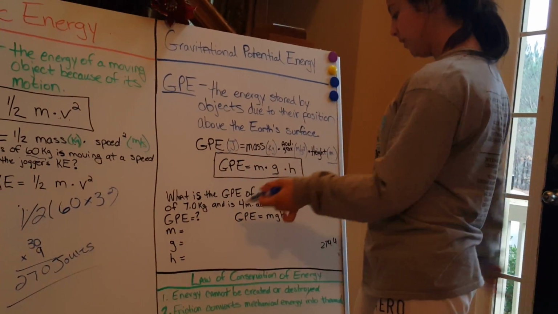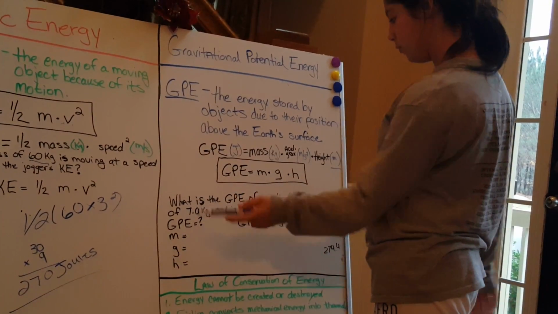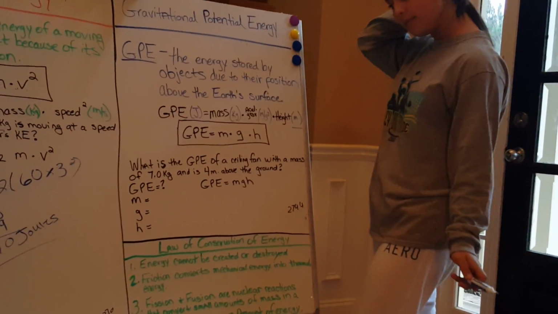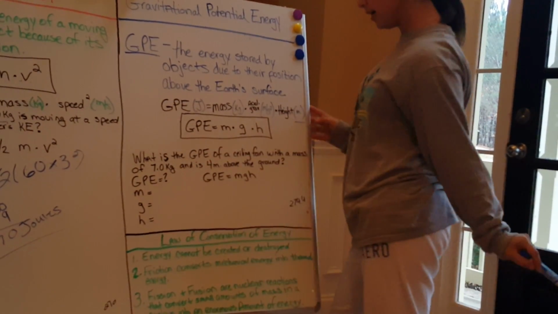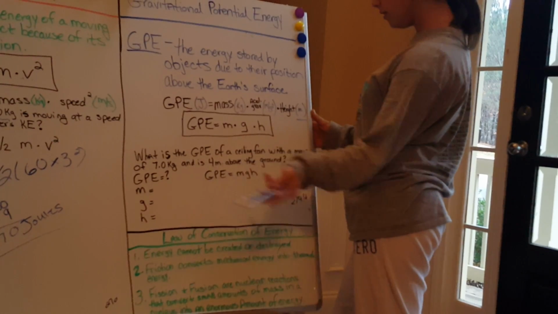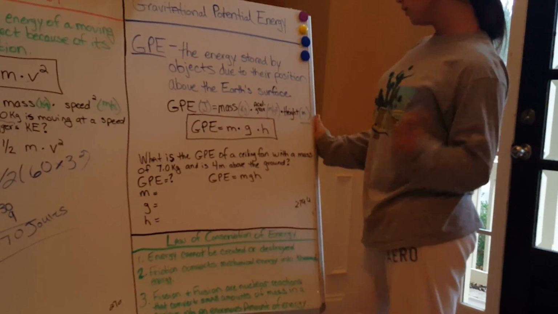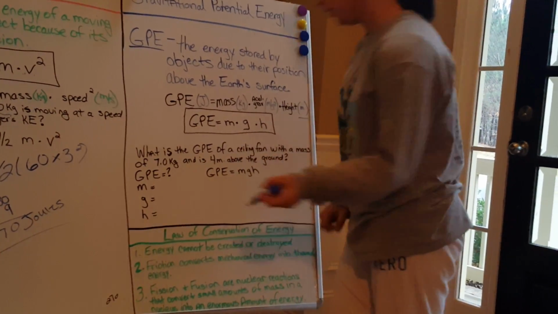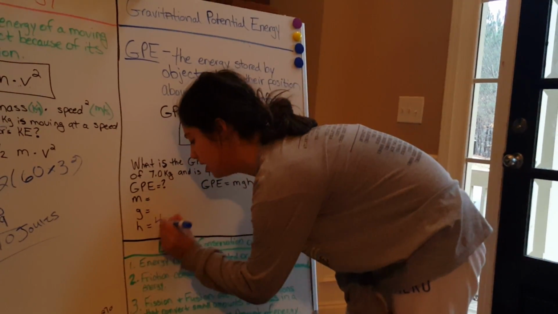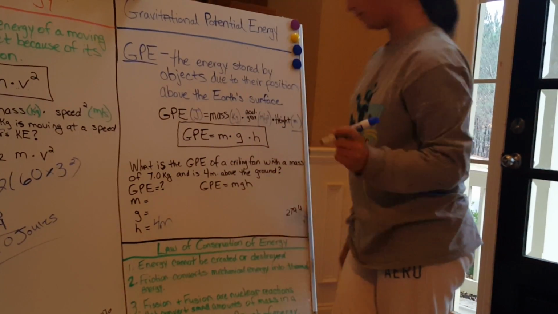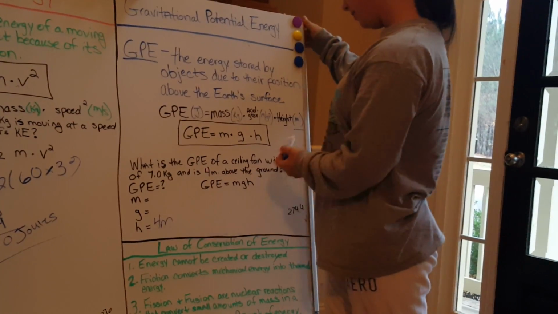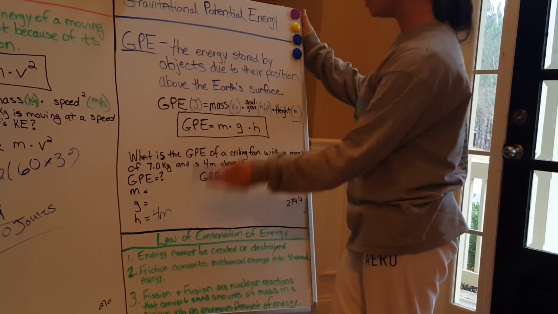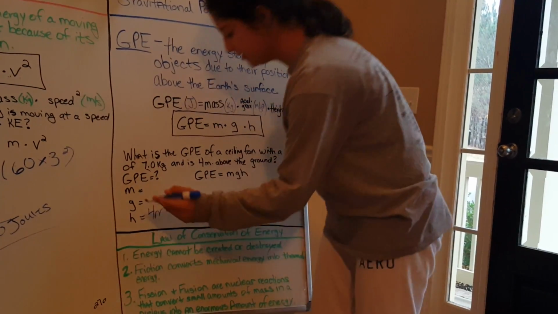So, let's move on to our equation. What is the GPE of a ceiling fan with a mass of 7 kilograms, and it's 4 meters above the ground? So we know our height already, and our height is 4 meters. So you're just going to write that down, 4 meters. And then your mass, which is measured in kilograms. So if you look at our equation, that equals 7.